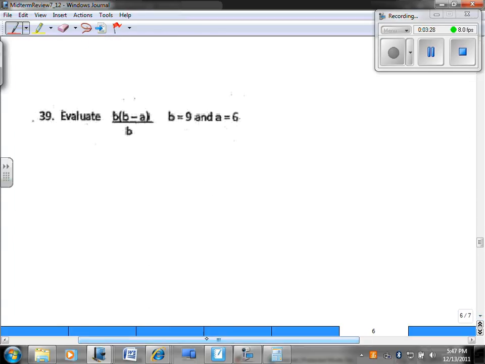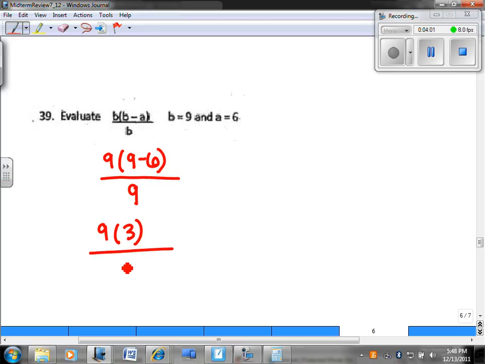39 asks us to evaluate b times the quantity b minus a all over b, for b is equal to 9 and a is equal to 6. So let's plug this in. B is 9. Then we have 9 minus 6 all over b, which is 9. Okay, so we've got 9 times 9 minus 6, that's 3, all over 9.